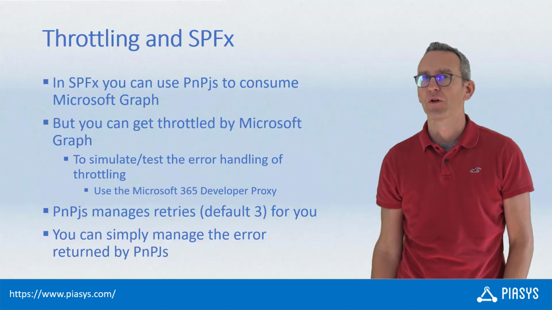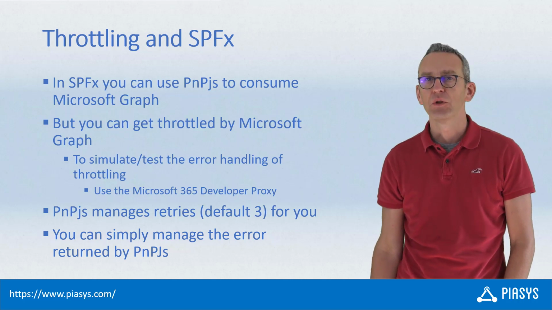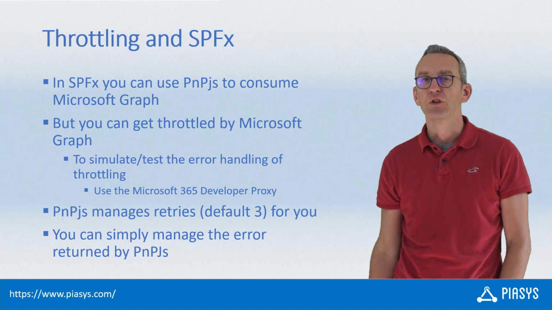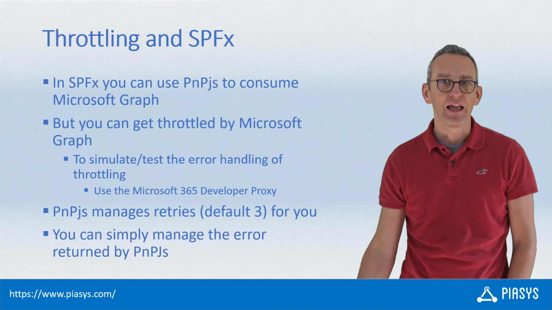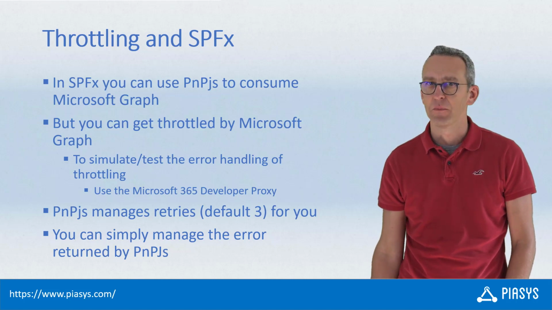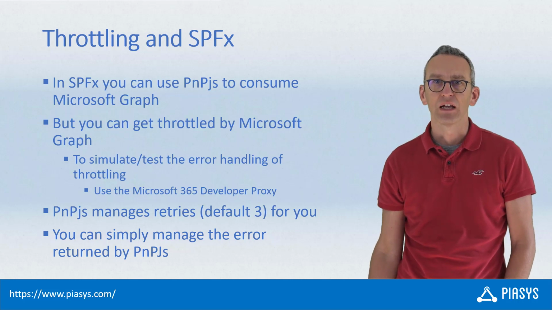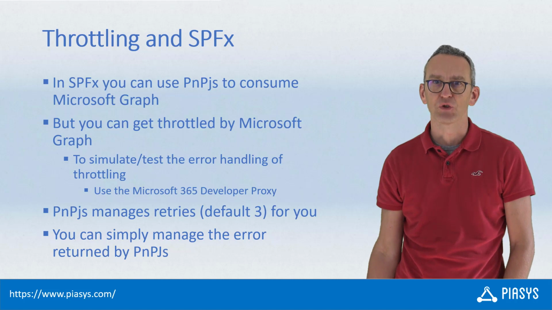Today we keep on talking about how we can manage throttling while consuming Microsoft Graph, and I want to show you how to do that in SPFx, so SharePoint Framework, using the PnPjs library and the Microsoft Graph client utility provided by the PnPjs library. In fact, whenever you get throttled by Microsoft Graph, PnPjs will retry for you up to 3 times by default and will give you back a well-defined exception that you can use to understand that you have been throttled.